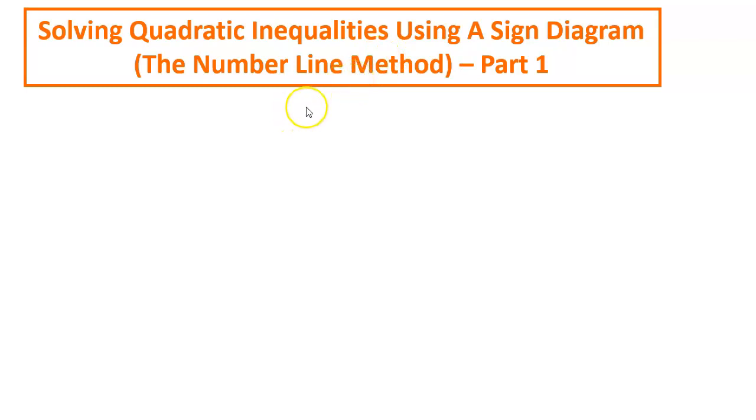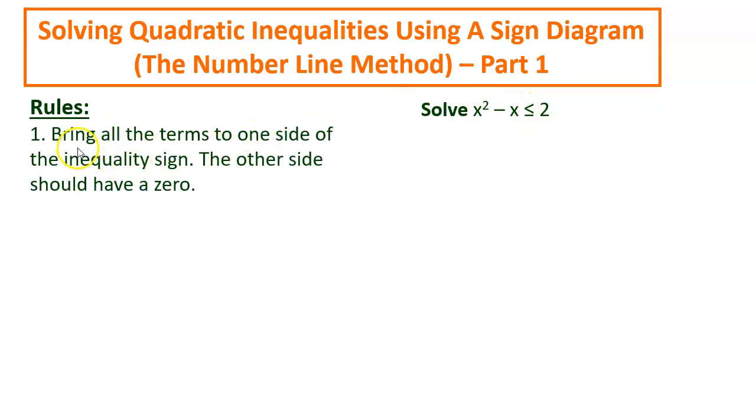I will be giving you the rules and I'll be explaining the rules with the help of a particular example. So first of all, let us take up that example. Let us take up that question. It is: solve x squared minus x is less than or equal to 2. It is a quadratic inequality because the highest power of x is equal to 2. Now coming to the rules. The first rule says bring all the terms to one side of the inequality sign. The other side should have a 0.